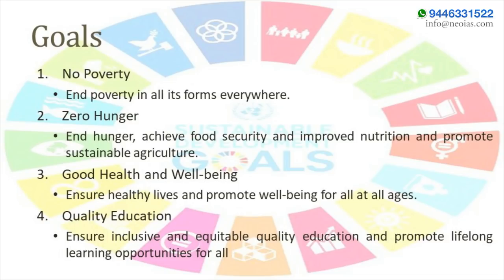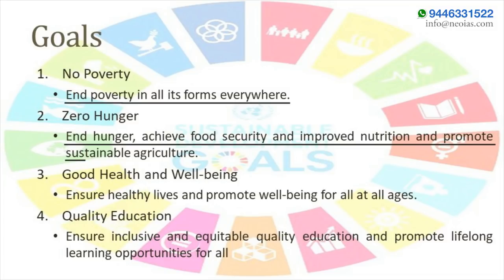First goal is no poverty. That is, this goal aims to end poverty in all forms everywhere. Second one is zero hunger. This goal aims to end hunger, achieve food security and improve nutrition and promote sustainable agriculture. Third one, good health and well-being. This goal aims to ensure healthy lives and promote well-being for all at all ages.